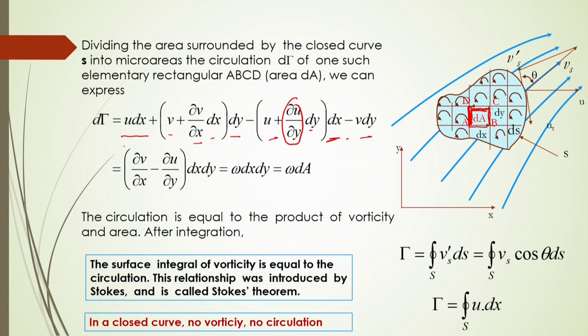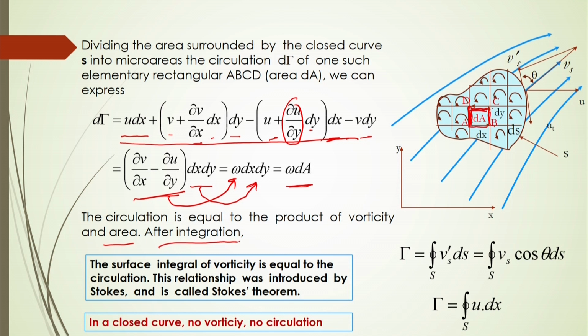So, this is the resultant circulation in this case. Finally, after simplification, you can say (∂v/∂x − ∂u/∂y) dx dy, that means this portion is omega and this portion is the area. So, this omega into area will represent the circulation of this fluid element. Now, the circulation is equal to the product of vorticity and area.